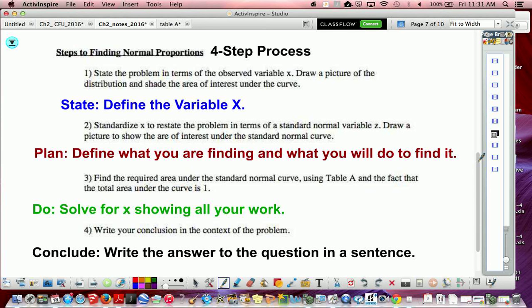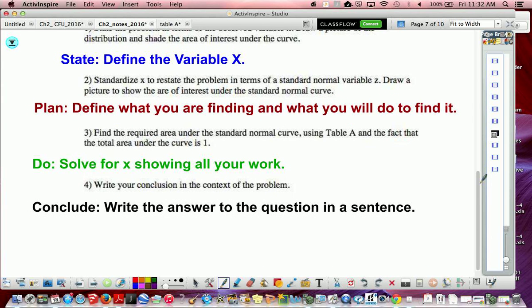The second thing you do is define what you're finding. So not just what x is, but what you want to find for x, and what you will do to find it. So you put your plan together. Lots of students like to jump to step 3 right away. They do the solve for x, showing all your work. They just want to find out what the answer is right away. But it's so important in statistics to state what you're trying to find and show all your work.